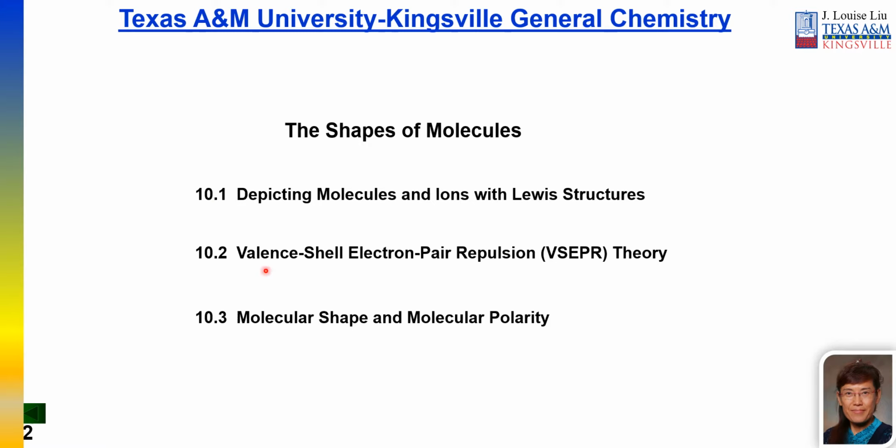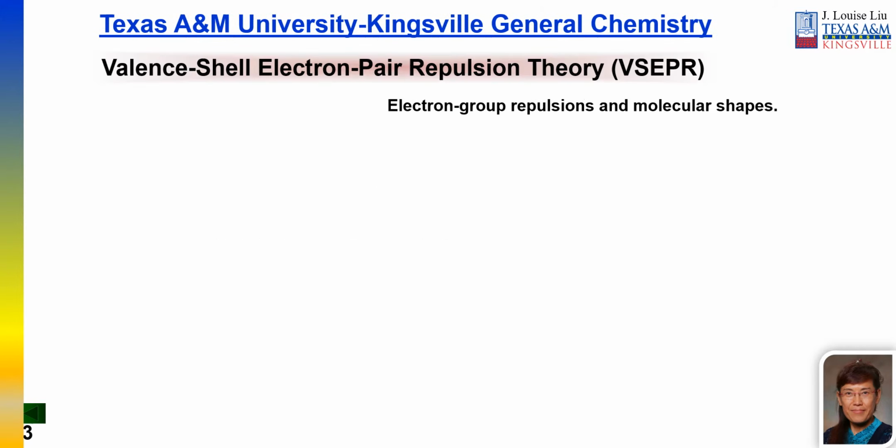Today we are going to continue and then finish chapter 10, the molecule shapes. We are going to be focusing on two different topics: the valence shell electron pair repulsion theory, which is also called VSEPR theory, followed by one-on-one examples of the molecular shapes. The last topic will be the molecular polarity. We will show you very briefly how to determine the molecule polarity.